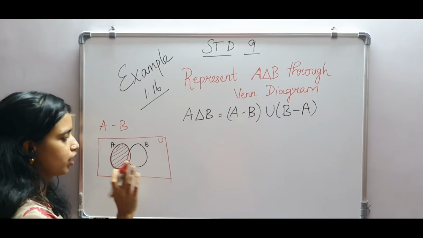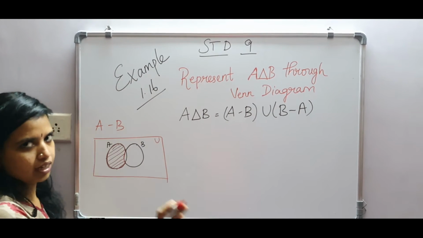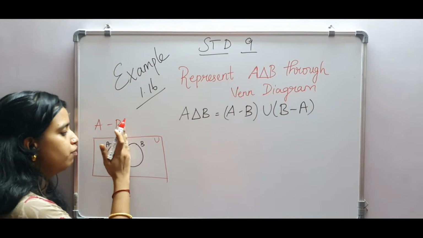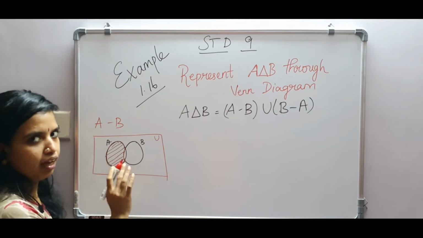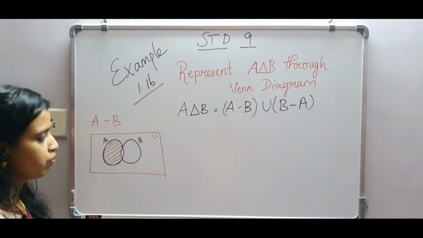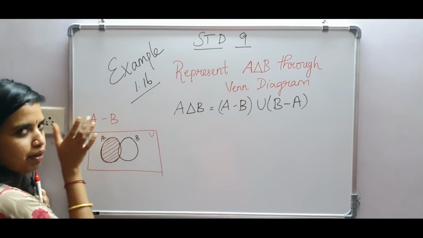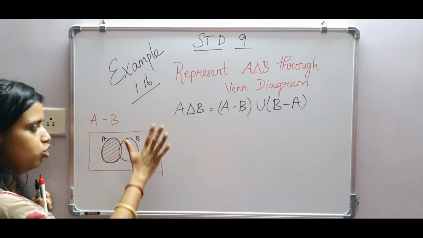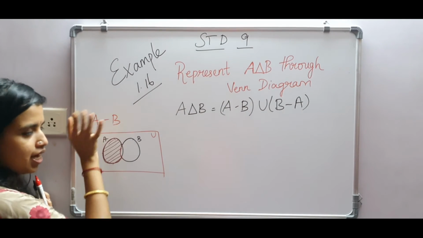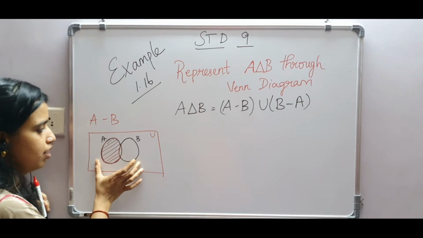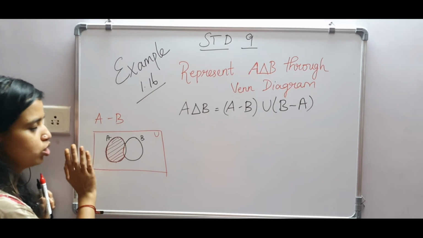I hope you are clear. A minus B means we have to leave out the B set completely. So just forget this B set. Then whatever portion remains in A, you have to shade. Don't compare with the universal set, because we are just dealing with A and B only, so don't shade in the universal set. They are asking just A minus B, so see the A and B sets, leave out the B set, and the remaining portion should be shaded.